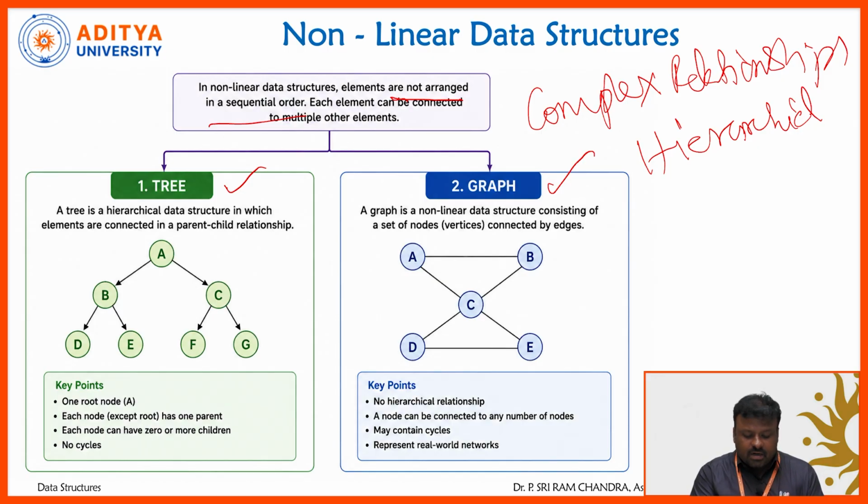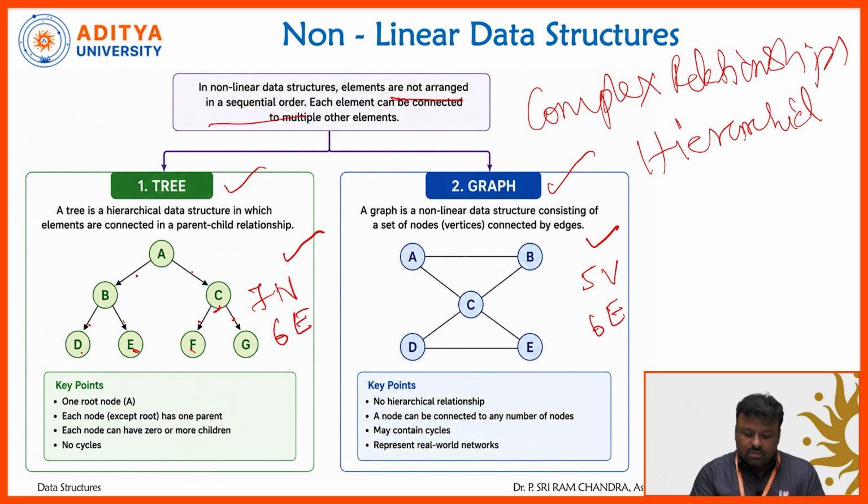A tree is a hierarchical data structure in which elements are connected in a parent-child relationship. A graph is a non-linear data structure consisting of a set of nodes or vertices connected by edges. Here, how many vertices are there? 5 vertices. Edges: 1, 2, 3, 4, 5, 6 edges are there. And here, how many nodes are there? 1, 2, 3, 4, 5, 6, 7 nodes. How many edges? 1, 2, 3, 4, 5, 6 edges are there.